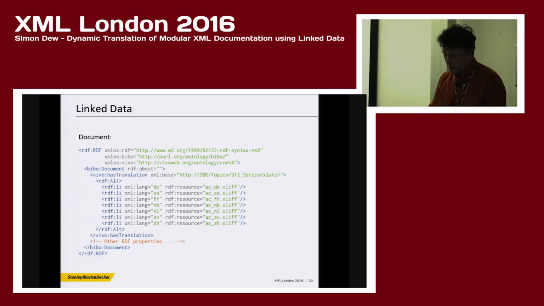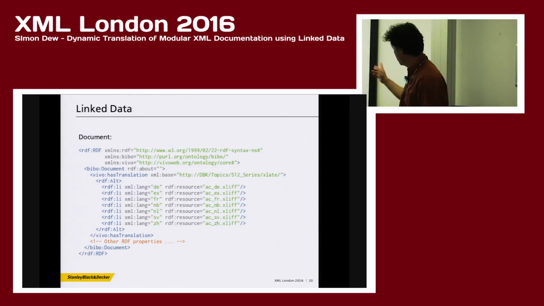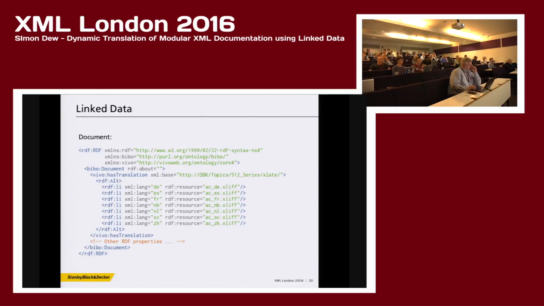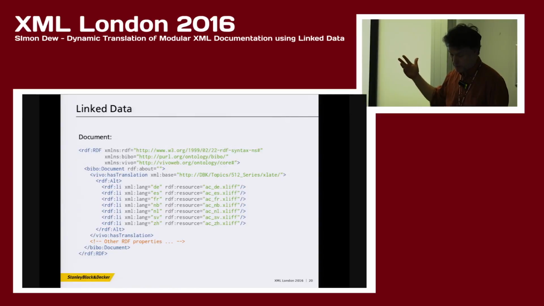Now, of course, I may be misusing RDF/XML here. I apologize in advance if that's so. But there's an example here of a translation statement for a DocBook file. And you'd add this to the info element at the start of the document. You can see the BIBO Document property says, okay, this file is a document, and this is the subject of the statement. VIVO has a translation property, which declares this document has translations associated with it.